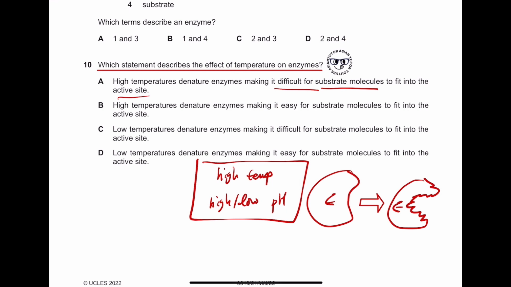This is absolutely right. So this site is called the active site. And at high temperatures, the active site changes shape. So the substrate that usually fits into the active site can no longer fit into the active site when it becomes denatured. Okay? When the enzyme becomes denatured. Sweet as.